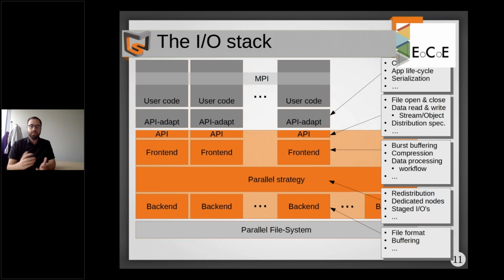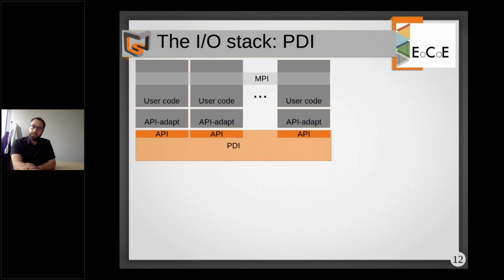So if we look at this big picture, what does PDI do? Basically, PDI is simply an implementation of the API part, and it leaves all the rest. So as I said, PDI is not an IO library. It only implements an API. It's an IO interface, not a library.